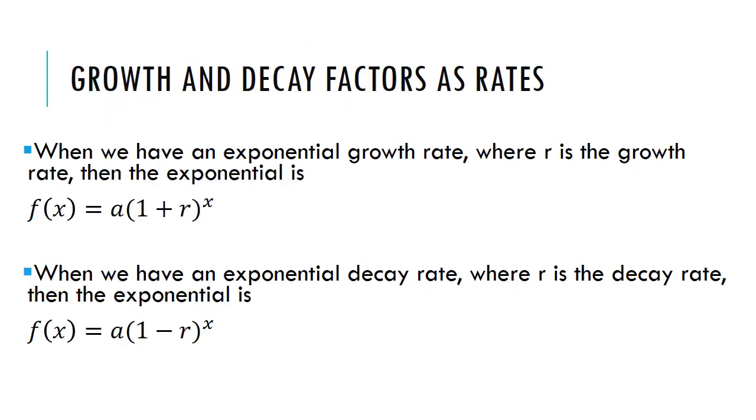Now, sometimes growth and decay factors can be represented as rates. When we have an exponential growth rate, then the growth factor is represented by 1 plus r. And when we have an exponential decay rate, the decay factor can be represented by 1 minus r.